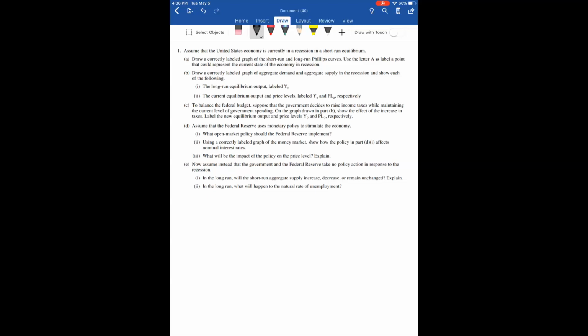This is the 2011 AP Macro FRQ number 1. It shows that the economy is currently in a recession, and we need to label and draw the Phillips curve graph. So that's what I'm going to start off with, letter A here.